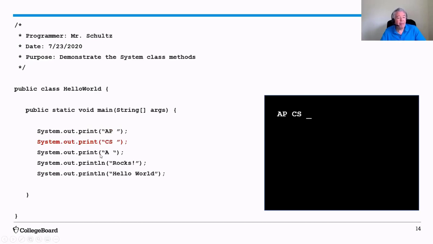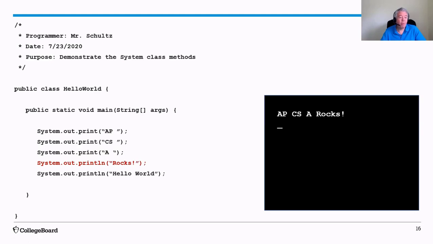And the same thing's going to happen with line 3. System.out is going to print the string literal A, and the cursor is still going to wait for us at the end of the line because we're using print. But by the time we get to line 4, now we're telling system.out to use the print line method to display the word rocks with an exclamation point. And print line is going to move the cursor automatically to the next line for us.